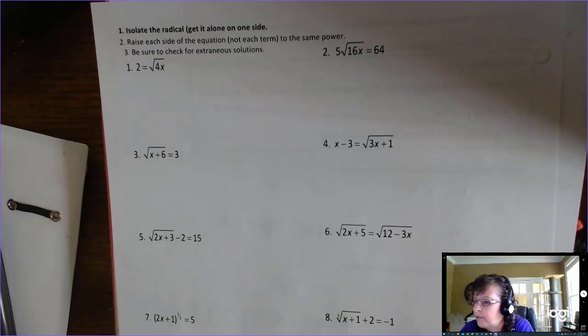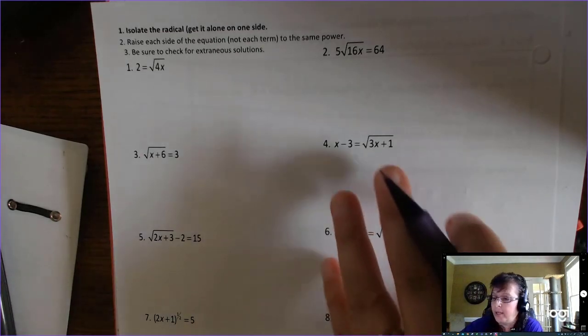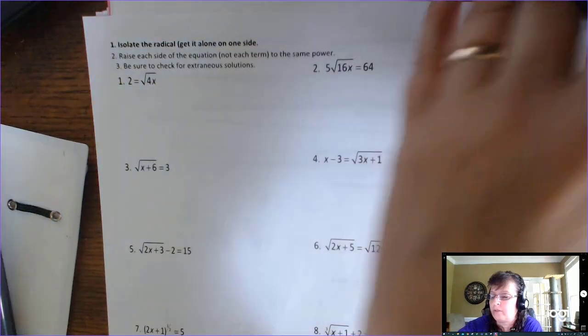Okay, so let's go ahead and start solving radical equations. The steps are right there. You want to isolate the radical just like you want to isolate absolute value. You want to raise each side of the equation, not each term, but each side of the equation to the same power. So what that means is, sometimes students make a mistake here.